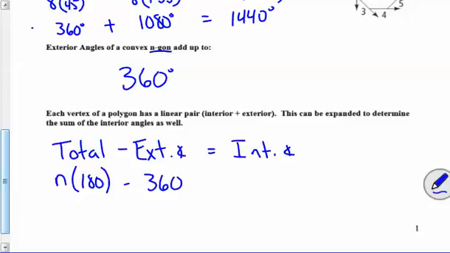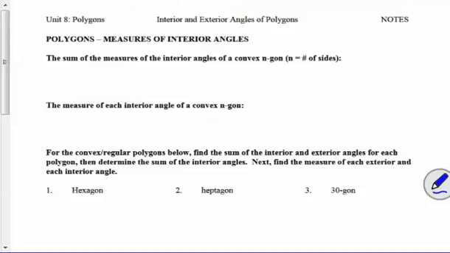So we kind of have a little formula, n times 180 minus 360. That is going to be our formula to find the sum of the interior angles of any convex polygon. So on the next page, again, our formula is n times 180 minus 360, the sum of the interiors.